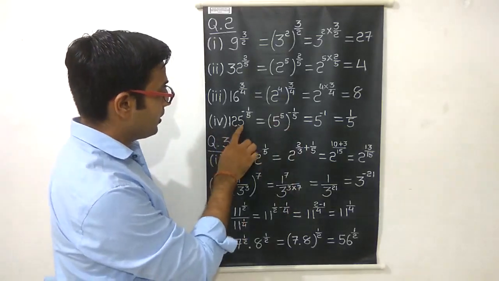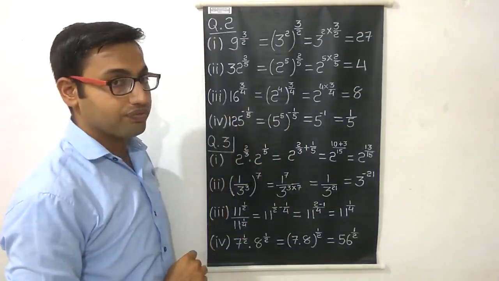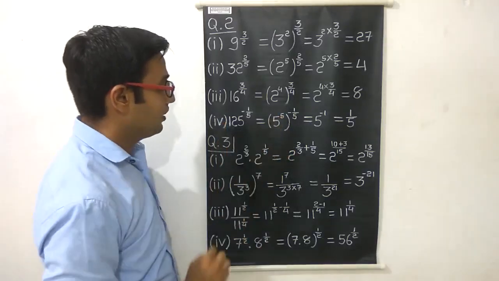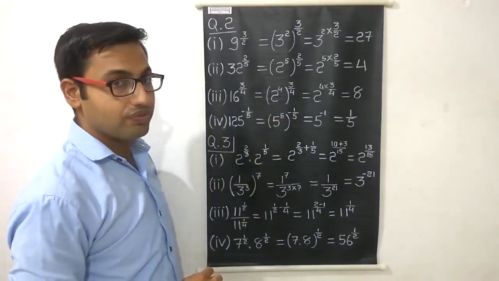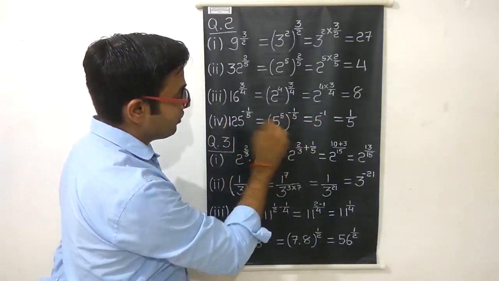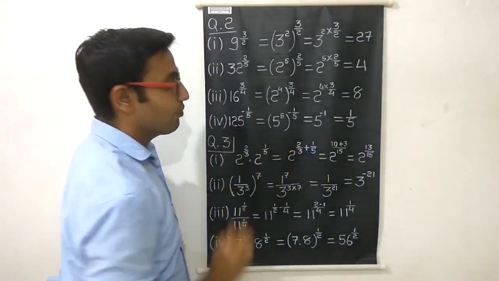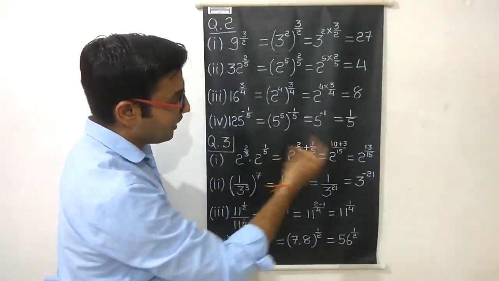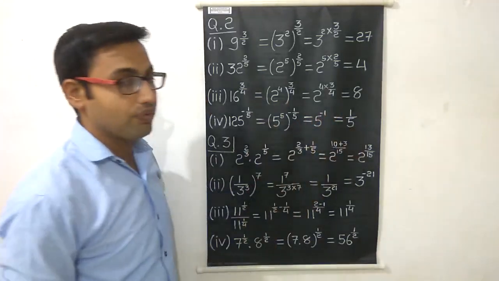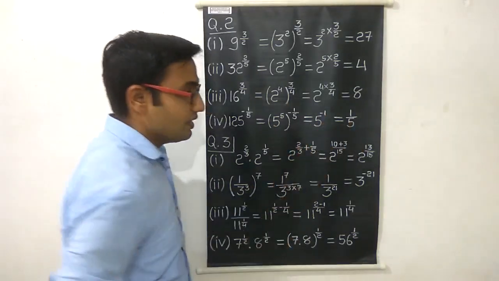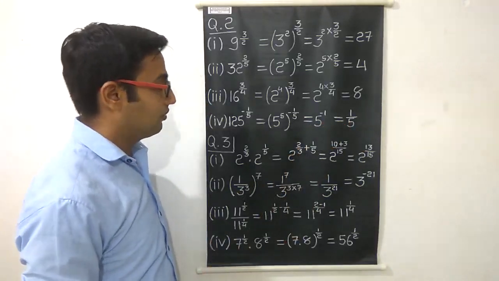Fourth one, 125 raised to minus 1 upon 5. Now we can put down, instead of 125, 5 raised to power 3. Right? So this 3 and minus 1 upon 5 will cancel out each other. Only 5 raised to minus 1 power remains. And 5 raised to minus 1, we can write down as 1 upon 5. Okay, so you can write down this as an answer or this as an answer. Both the answers are equal.